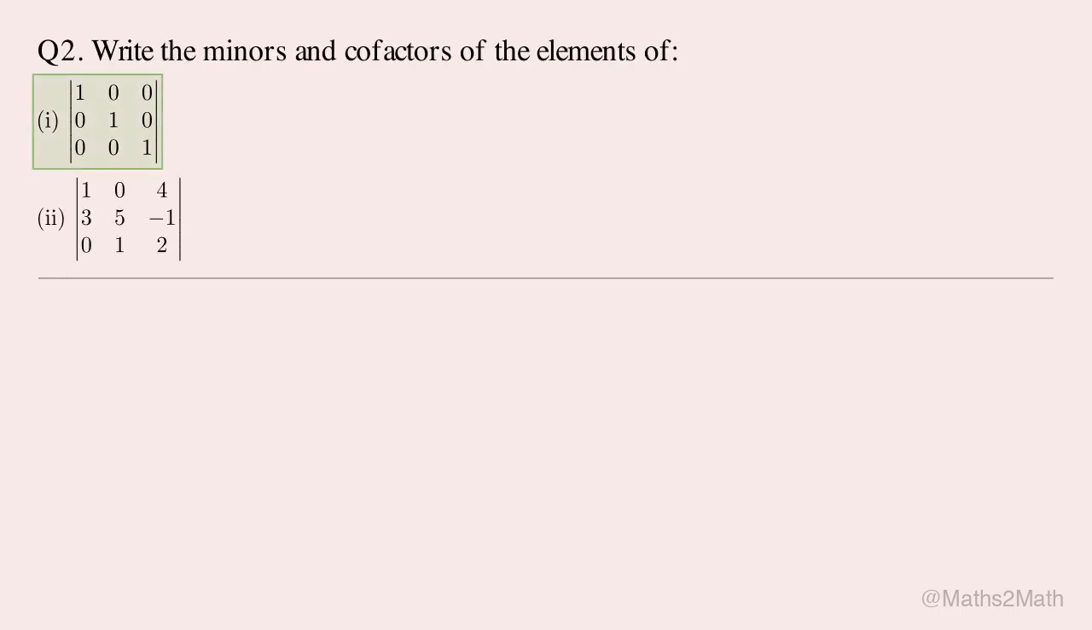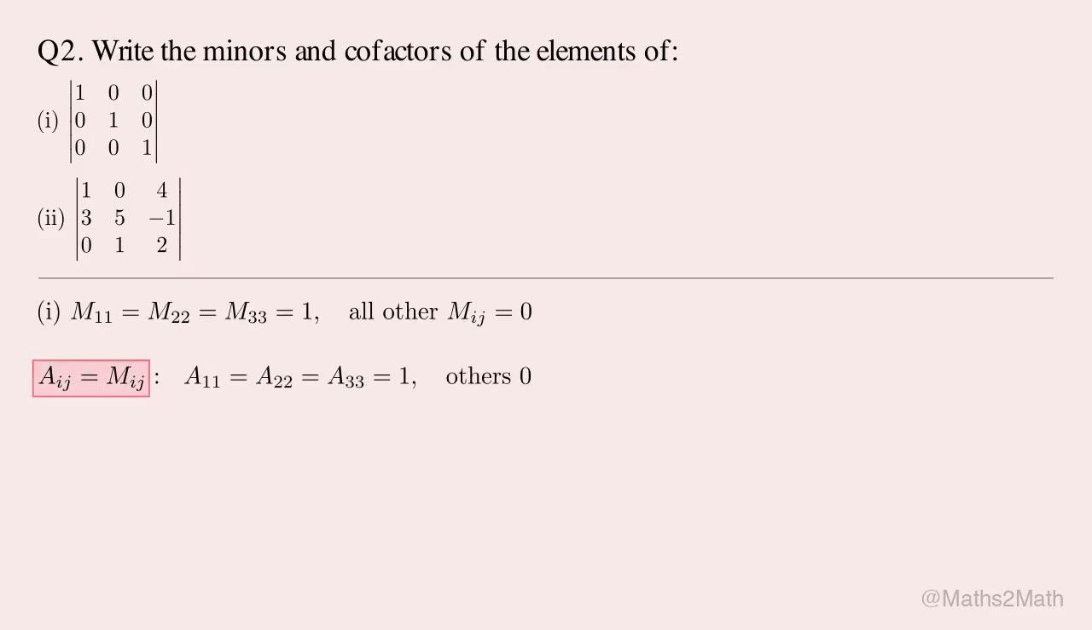Question 2, the 3 by 3 version, 9 minors each, found by crossing out a row and a column. The identity determinant first, then a general one. For the identity, each diagonal minor is the 2 by 2 identity determinant, 1. Every off-diagonal minor contains a 0 row or column, giving 0. The checkerboard signs act on zeros or on diagonal entries, so the cofactors are identical to the minors.